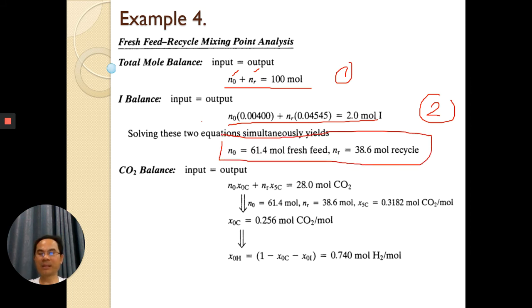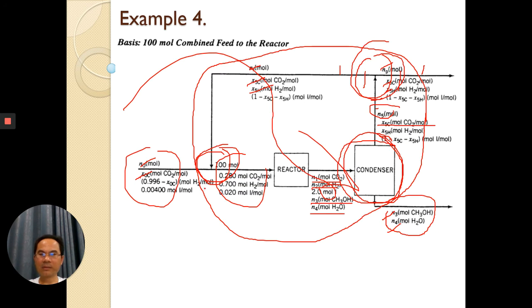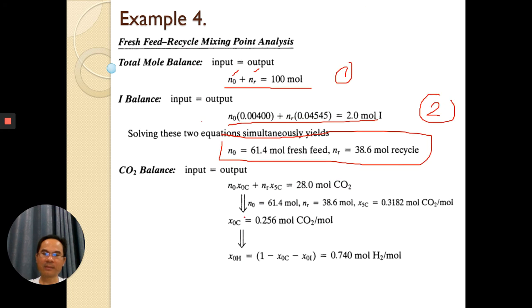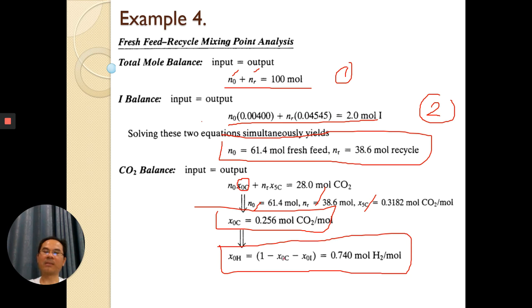And then you make the CO2 balance. CO2 balance input equal to output because there is no reaction around the mixing point. CO2 input is X0C multiplied by N0 plus X phi C multiplied by Nr equal to 0.28 multiplied by 100. You know N0, you know Nr, you know X phi C. You solve for X0C. If you know X0C, you can solve for X0S, because you know X0C and X0I already.